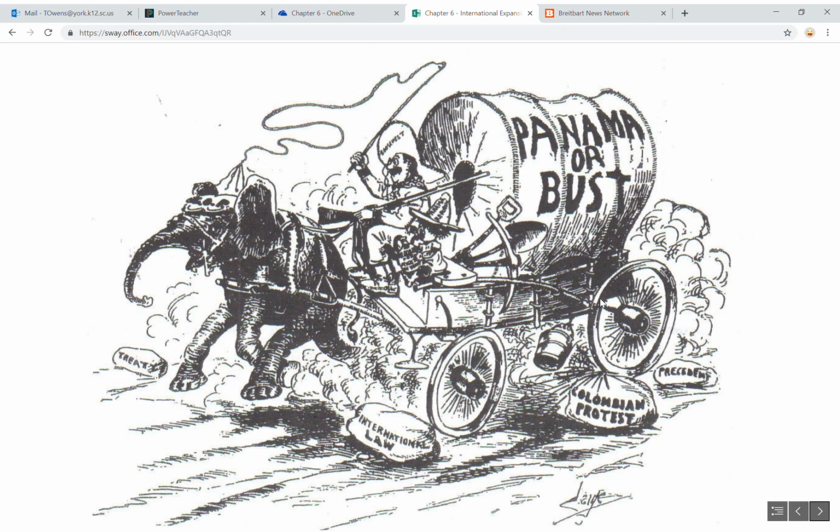I always like this one too, Panama or bust. Now, what is keeping us from getting the canal? Look at the things that are in the way of the wagon: international law, treaties, Colombian protests, precedent. All those things are there to get in our way. And we have the Panamanian people here beside us, but again, small next to Roosevelt and almost seen as a child. But look, again, the Republicans are driving this.